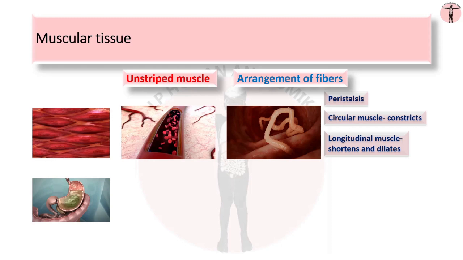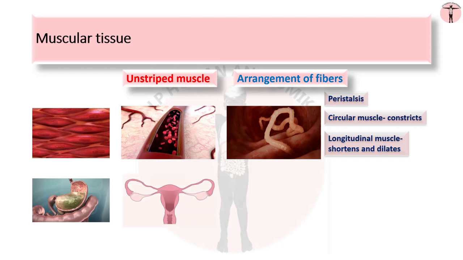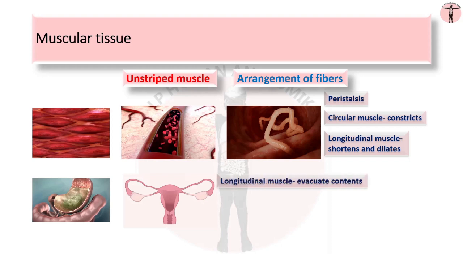In saccular viscera, where movements are complicated, the muscles are distributed irregularly into three ill-defined layers. Muscles of the uterus are arranged into outer longitudinal, middle circular, and inner reticular or oblique layers. Each layer is concerned with a separate function. The longitudinal muscle helps in evacuating the uterine contents, particularly at the termination of pregnancy.